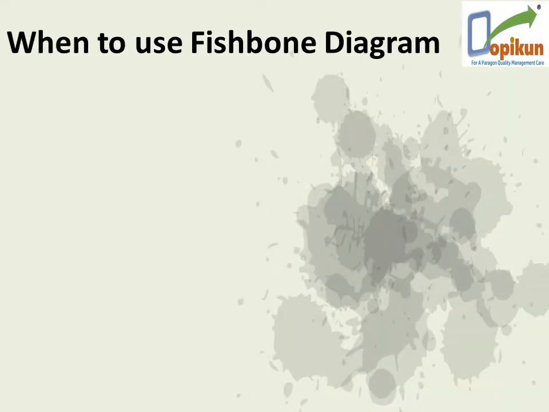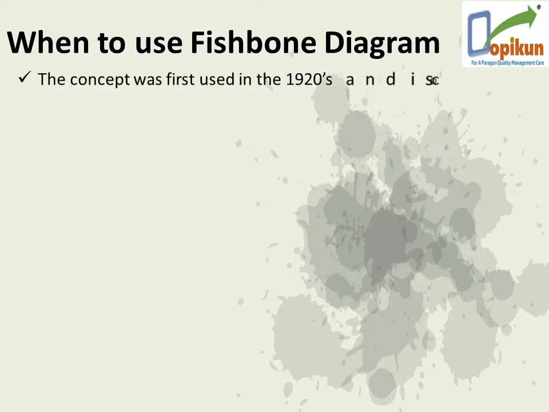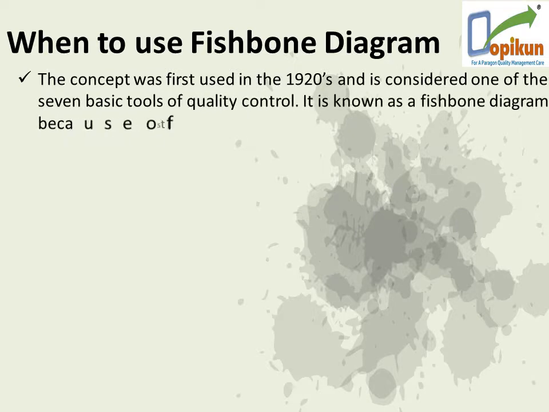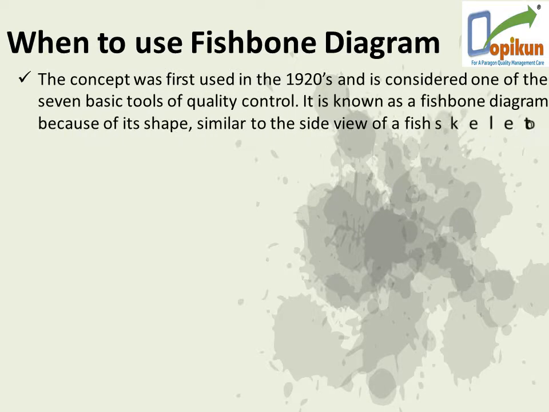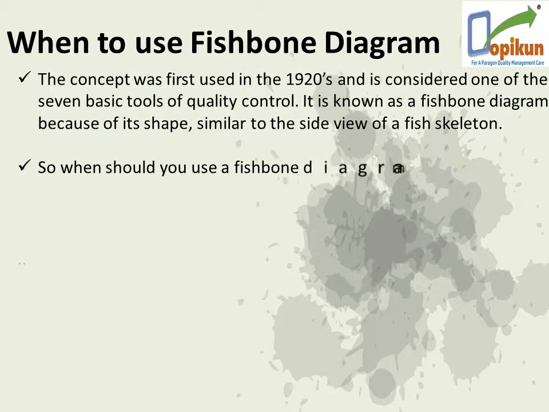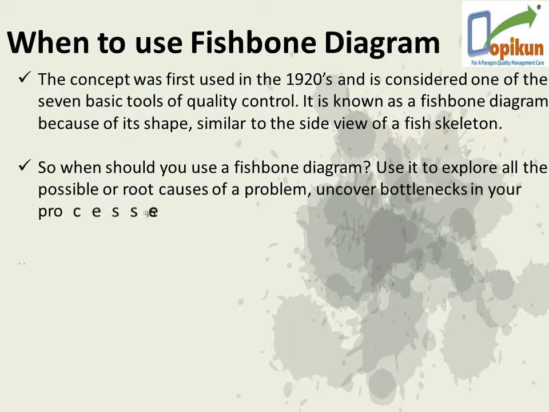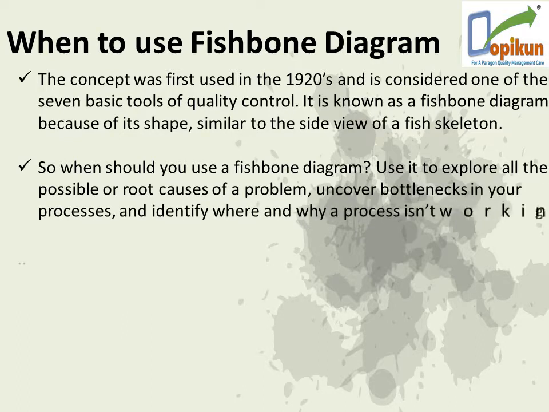When to use a fishbone diagram. Point 4. The concept was first used in the 1920s and is considered one of the 7 basic tools of quality control. It is known as a fishbone diagram because of its shape, similar to the side view of a fish skeleton. So when should you use a fishbone diagram? Use it to explore all the possible or root causes of a problem, uncover bottlenecks in your processes, and identify where and why a process isn't working.